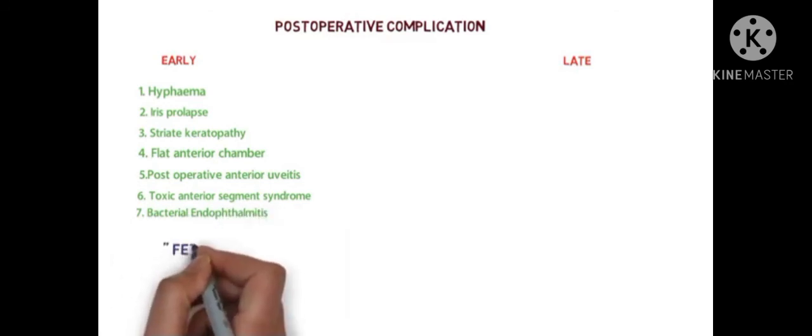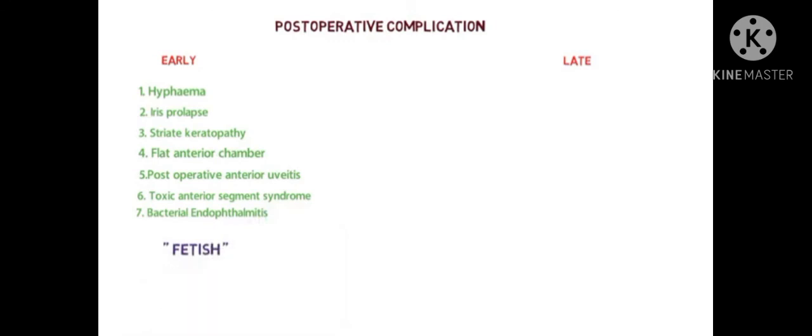So we can remember it as FETISH. F for flat anterior chamber, E for bacterial endophthalmitis, T for toxic anterior segment syndrome, I for iris prolapse, S for striate keratopathy, and H for hyphema. Among these, bacterial endophthalmitis is important from the examination point of view.